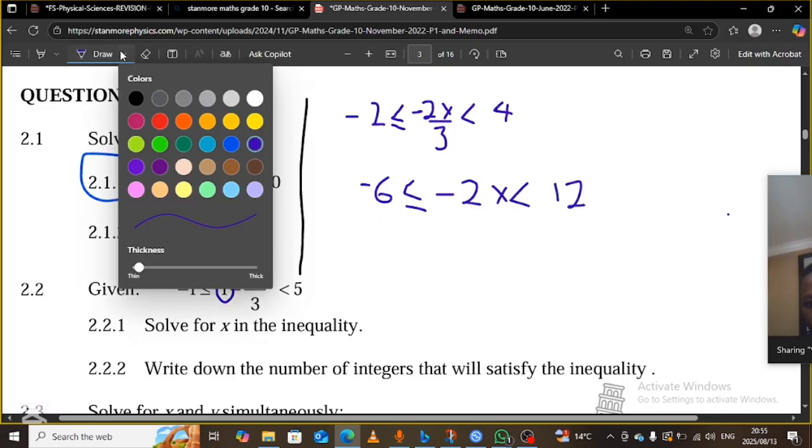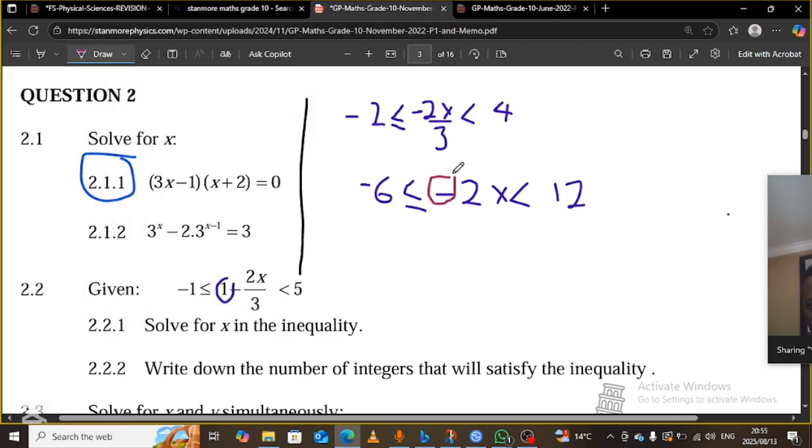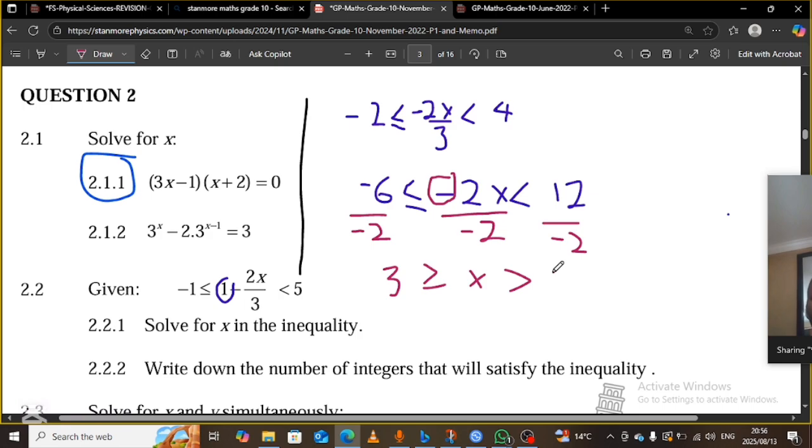Now here comes the tricky part. When we are dividing by a negative, the signs change. I hope you understand what I'm saying. Remember, we are dividing all the sides by -2. When we are dividing with a negative sign, this sign will reverse, it will change direction. And this side will be 3x, and this side will be greater than -6. We change the signs.